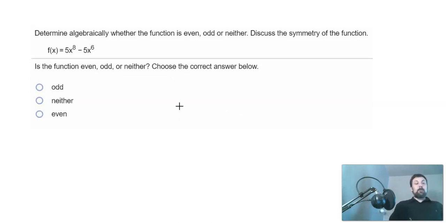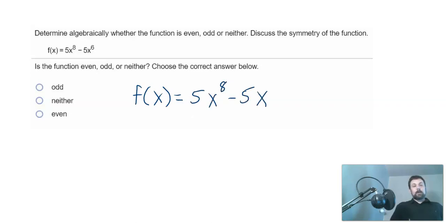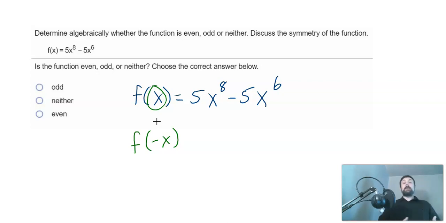All right, so let's try it both ways, right? So here's the old way that I would teach it. We have f of x equals 5x to the 8th power minus 5x to the 6th power. So the way I would have taught this previously is the way you check to see whether this is even or odd is to see what happens when you plug in negative x in place of x. Right? So I'm replacing the x with a negative x because I want to see what it does with that negative sign. Does it just make it disappear?